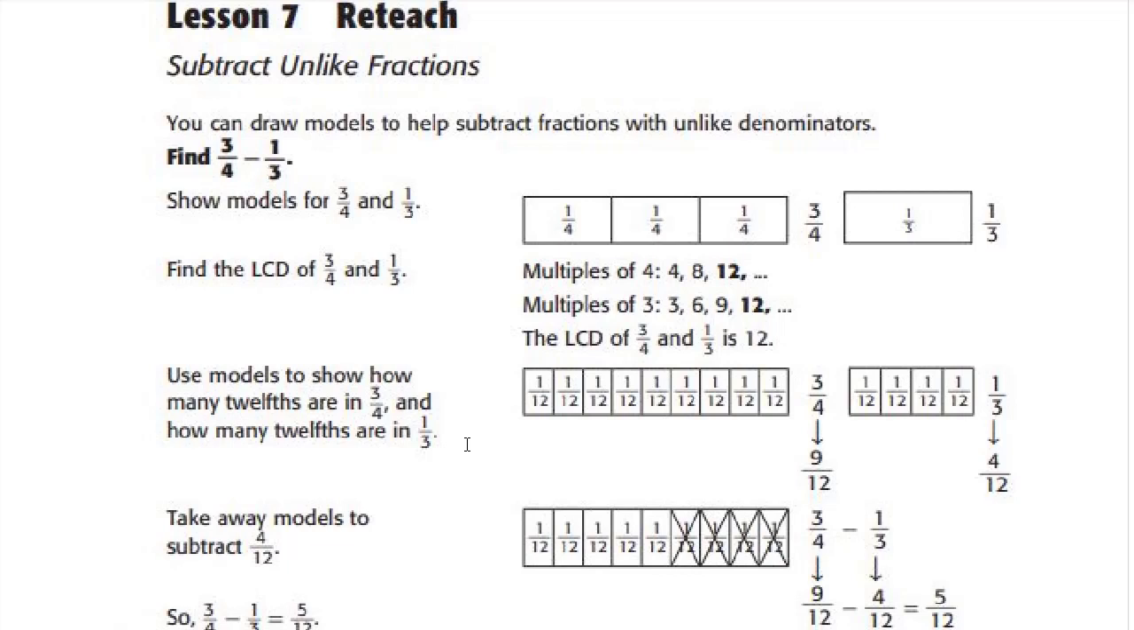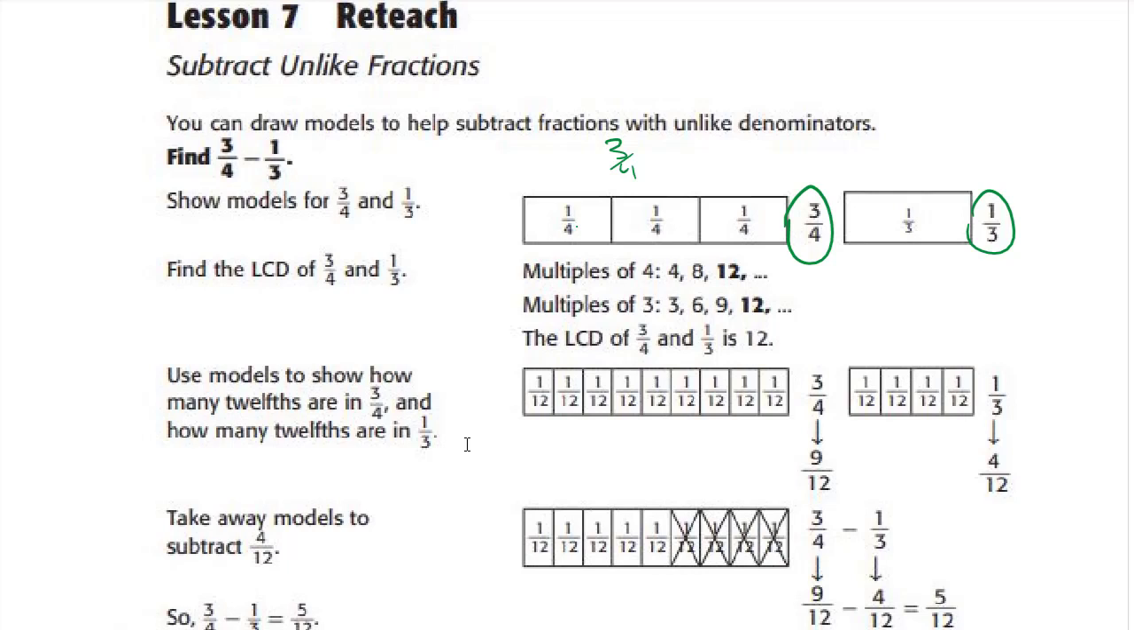Okay, so you can draw models to help subtract fractions with unlike denominators. I'm looking here, I've looked at this already. This is 3/4, so they came over here and wrote 1/4, 1/4, 1/4, which equals 3/4. Minus 1/3. So it's just a 1/3, so it's right here. Sorry, they had a 3/4. So it's right like that.